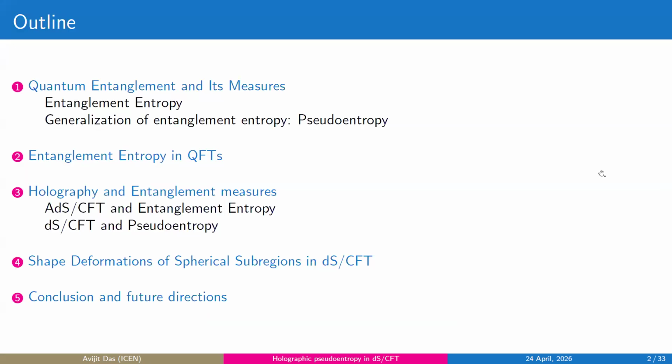So I will just give the outline of my talk. First I will talk about what is quantum entanglement and some related measures to understand the entanglement between systems. Then I will talk about how to introduce those things to quantum field theory, to the continuous limit. And then the holographic calculation of those quantities using the dictionary of holography. And then our work on shape deformation of subregions in the digital space, and then I will conclude.